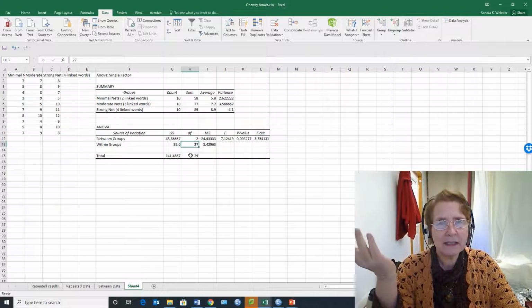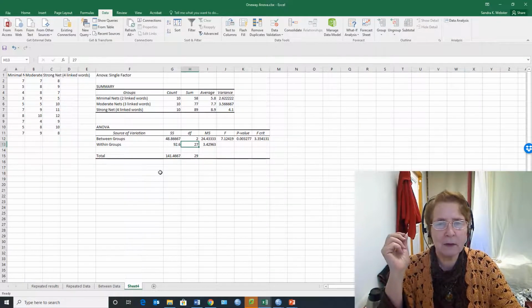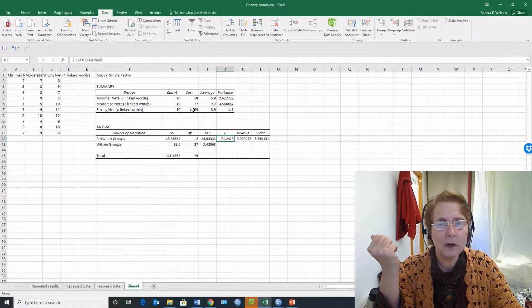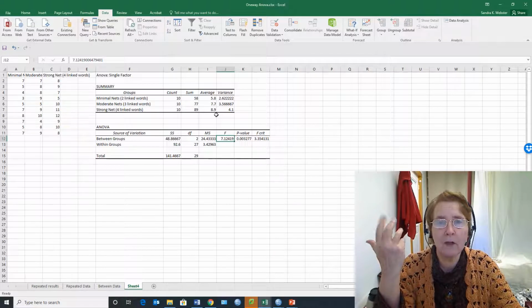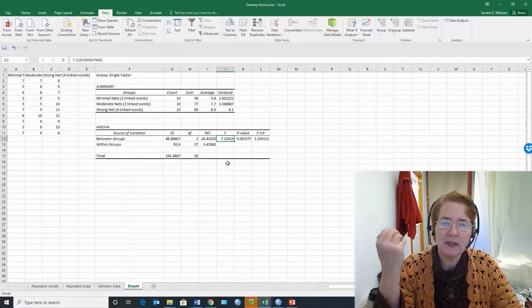So that's basically how we would compute a between subjects one-factor analysis of variance. The next video I'm going to do will show how we will determine which of these are statistically significantly different. Because just because we have a significant F, we don't know which of these means are really different from each other. They may each be different from all the rest, or maybe only one of them is different from the rest. And so we need to do multiple comparisons, and we'll do that in the next video.